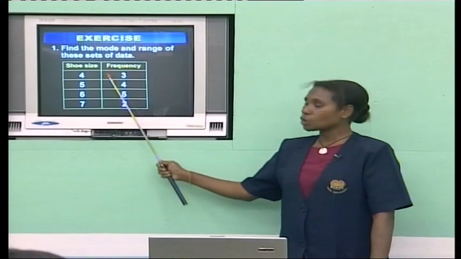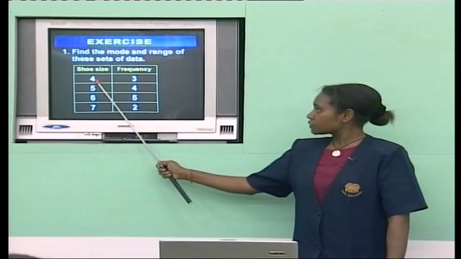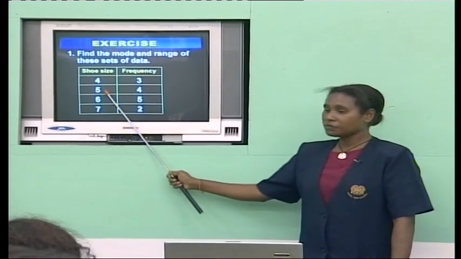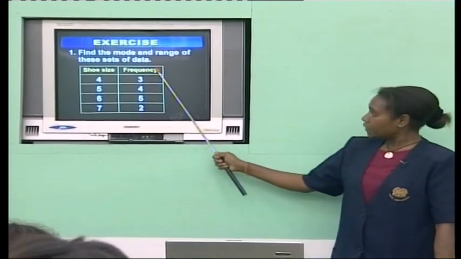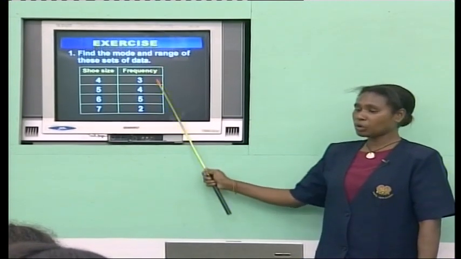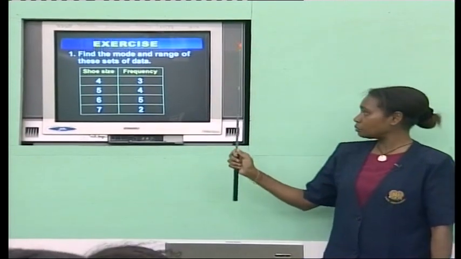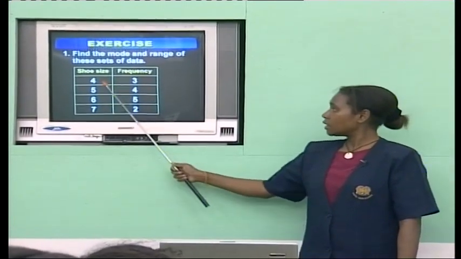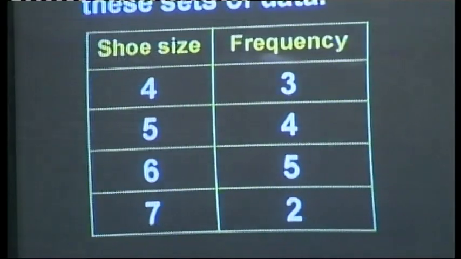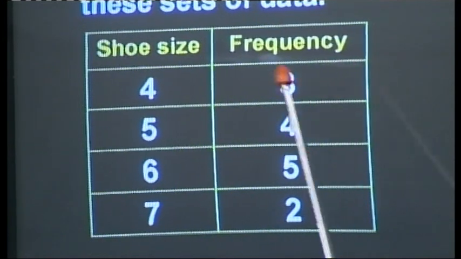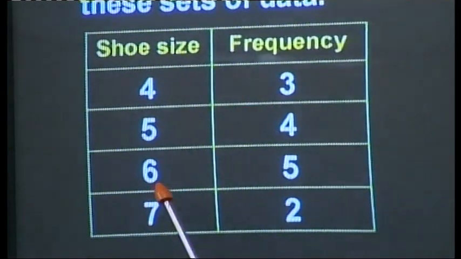The table has two columns. One has the shoe size. We have size 4, size 5, size 6, and size 7. Frequency represents the number of shoes that each of these sizes have. For example, I will just give you one example. Shoe size 4. How many do we have? 3. If we were writing it out, there would be a whole lot of numbers written, so it's written as that.